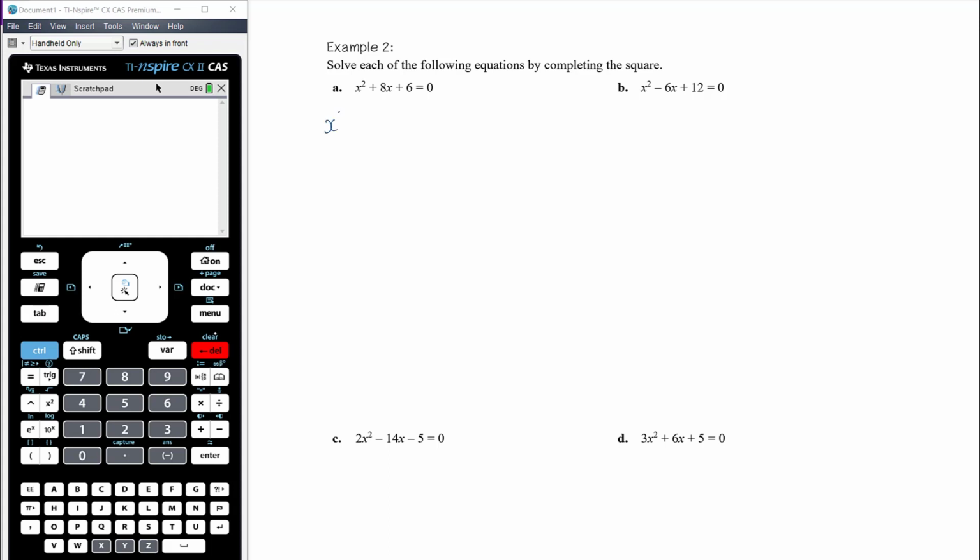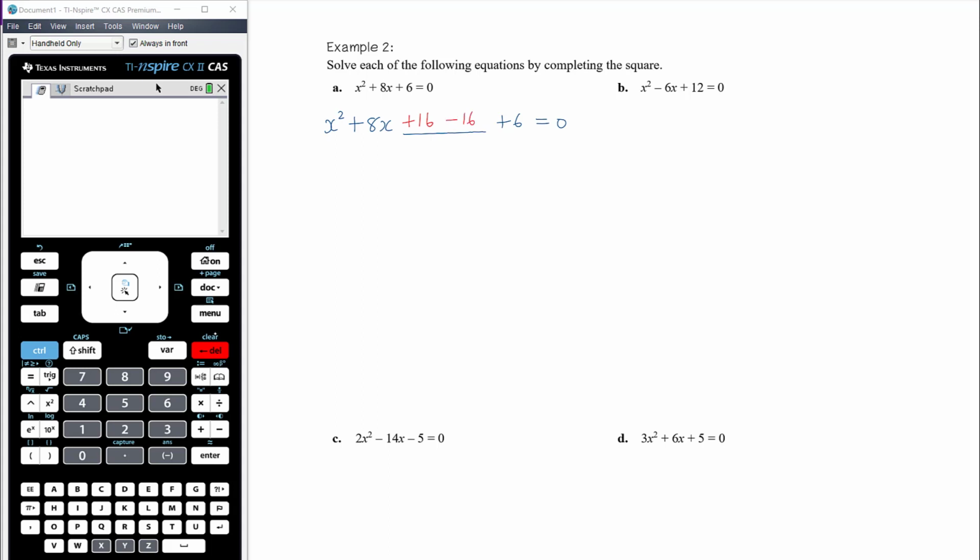So we don't need to factor out any coefficient of x squared. We have a monic quadratic, so it's x squared plus 8x, we need to add and subtract in here, plus 6 equals 0. Okay, so half of 8 is 4, 4 squared is 16, so we need to add 16 here, and then we can take away 16 to keep it all the same.